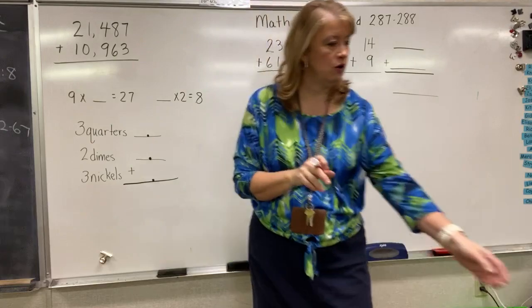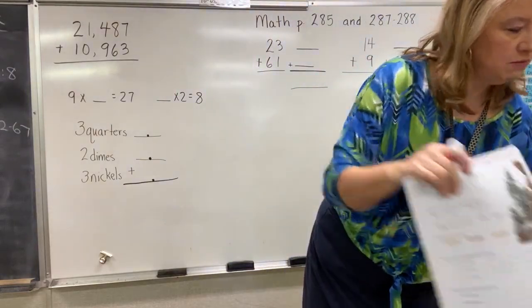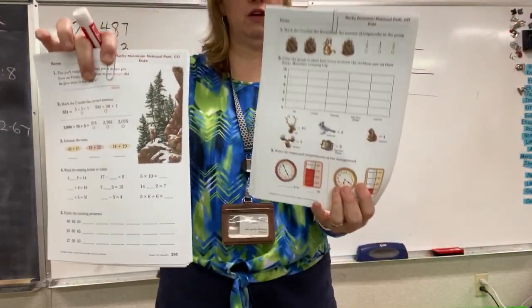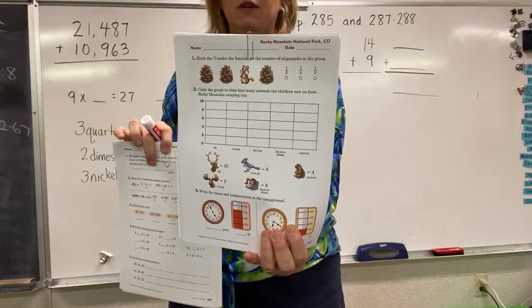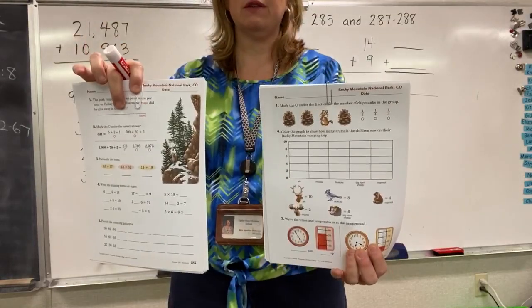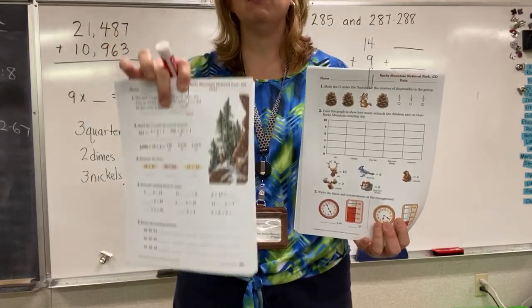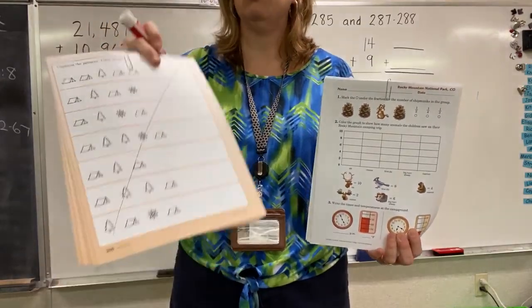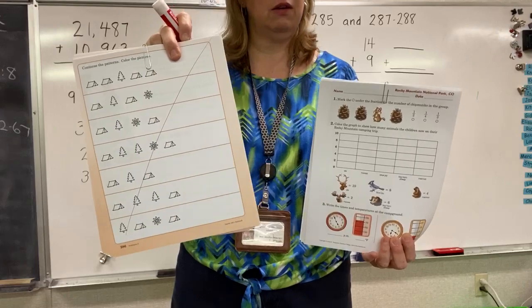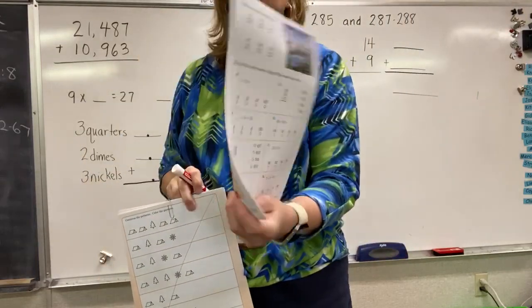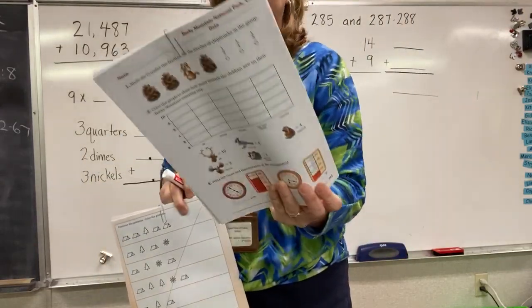We will be going over pages 285 and 287 in this lesson. Now 285 is mostly review. You do not have to do the back. And then on 287, you have to do 287 and 288.